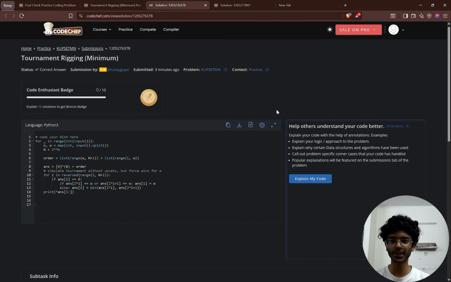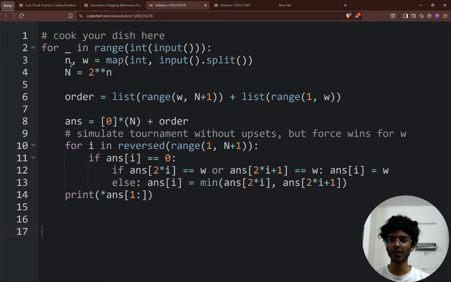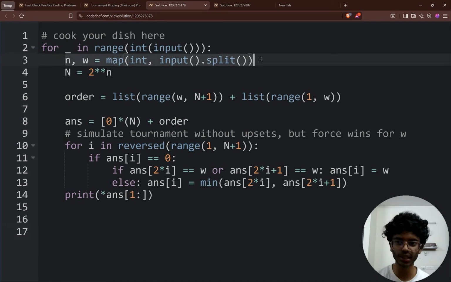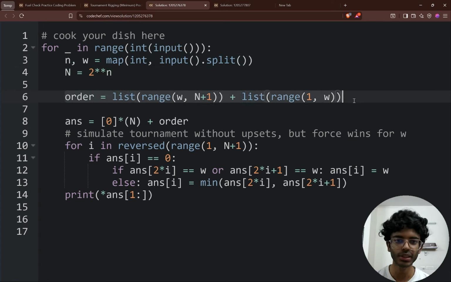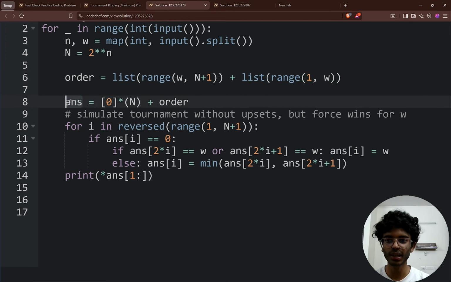Now let's see the solution in Python. So we run a loop for each test case. For each test case, we take in the input of n and w. We define capital N to be 2 raised to the power n. We just define the order to be all the elements from w to 2 raised to the power n. And then we'll just append all the elements from 1 to w minus 1. We'll define our answer to be some elements filled with zeros. And then this permutation, order permutation, right?